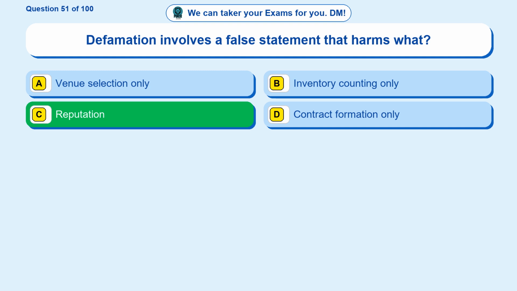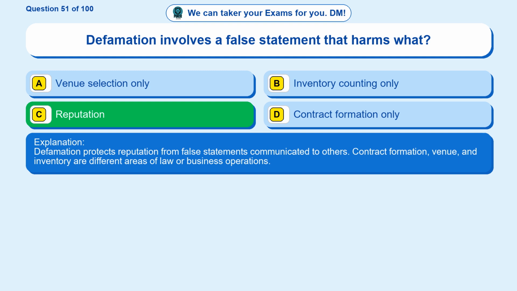The correct answer is option C, reputation. Defamation protects reputation from false statements communicated to others. Contract formation, venue, and inventory are different areas of law or business operations.